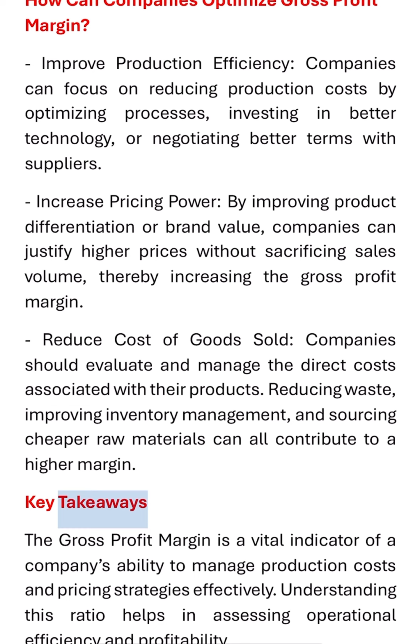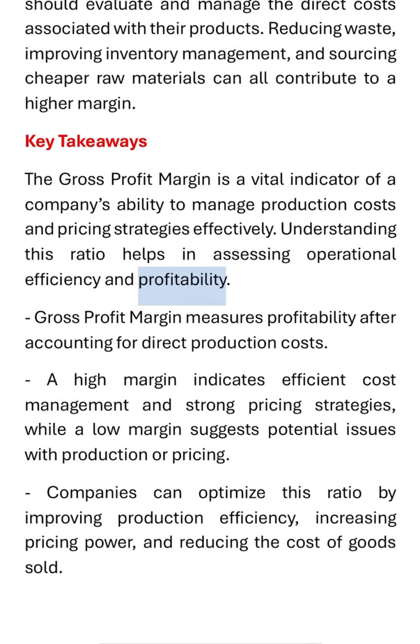Key takeaways. The gross profit margin is a vital indicator of a company's ability to manage production costs and pricing strategies effectively. Understanding this ratio helps in assessing operational efficiency and profitability. Gross profit margin measures profitability after accounting for direct production costs. A high margin indicates efficient cost management and strong pricing strategies, while a low margin suggests potential issues with production or pricing. Companies can optimize this ratio by improving production efficiency, increasing pricing power, and reducing the cost of goods sold.